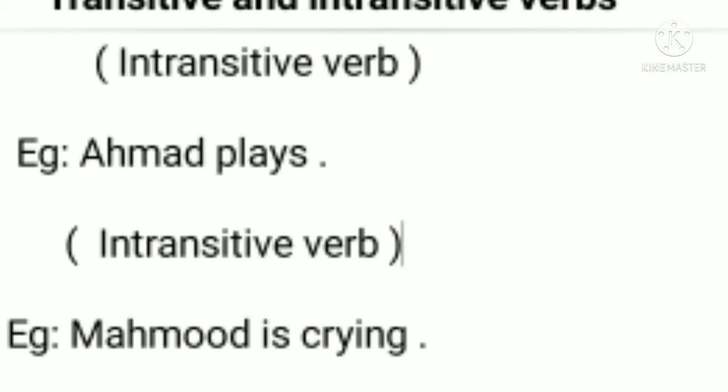Simply, you can identify the transitive verb and intransitive verb like this: when we have an object in a sentence right after the verb, that must be considered a transitive verb. If you don't get one, that must be considered an intransitive verb.